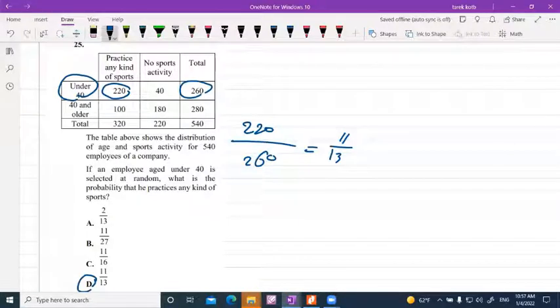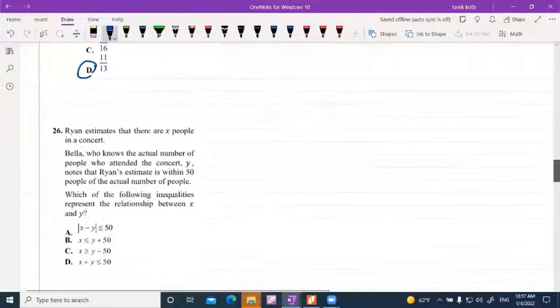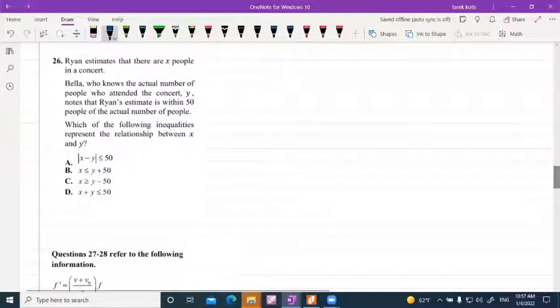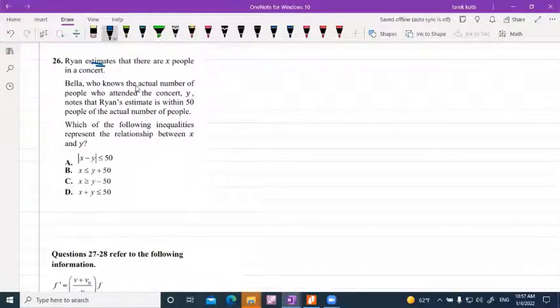The next one, 26. Ryan estimated that there are X people in a concert. Bella, who knows the actual number of people who attended the concert, Y, the actual number is Y. And the estimated number is X. Notice that Ryan's estimation is within 50 people of the actual number of people. Which of the following inequalities represents the relationship between X and Y?